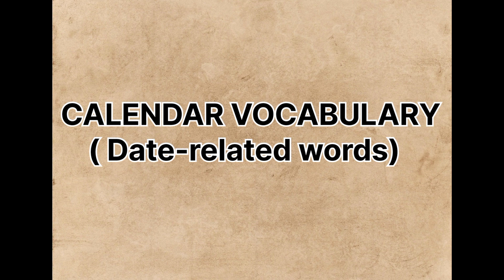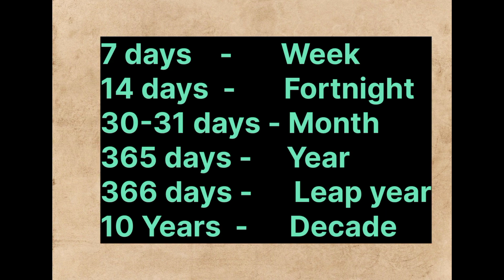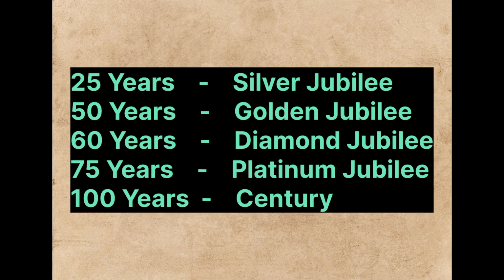Calendar vocabulary. 7 days, week; 14 days, fortnight; 30 to 31 days, month; 365 days, year; 366 days, leap year; 10 years, a decade; 25 years, silver jubilee; 50 years, golden jubilee; 60 years, diamond jubilee; 75 years, platinum jubilee; 100 years, century.